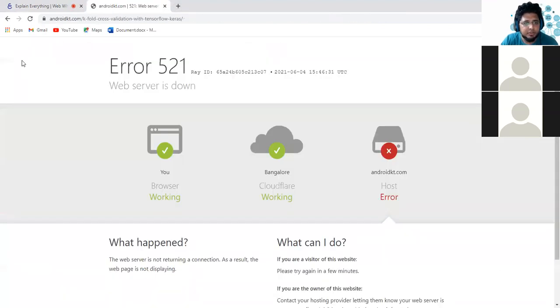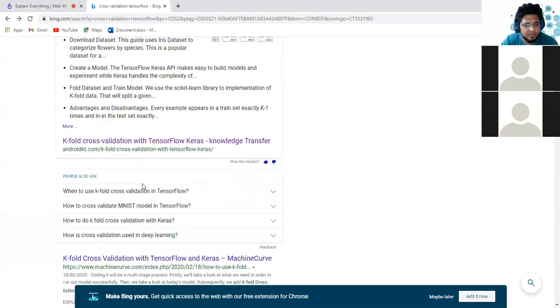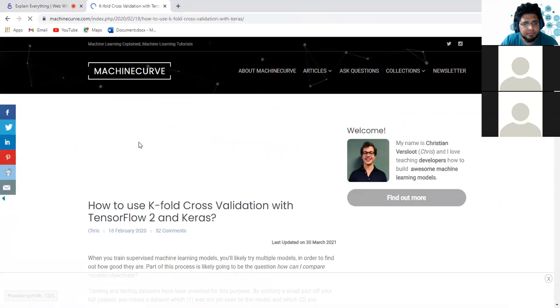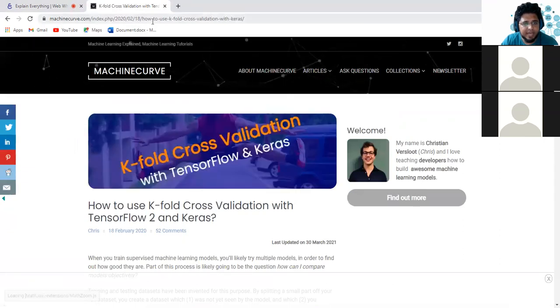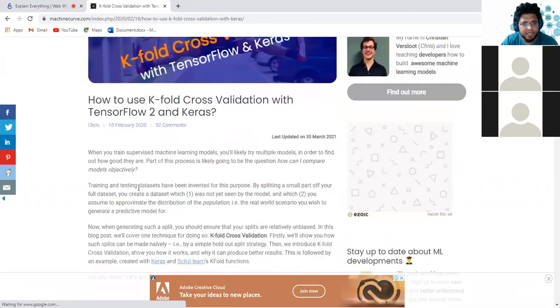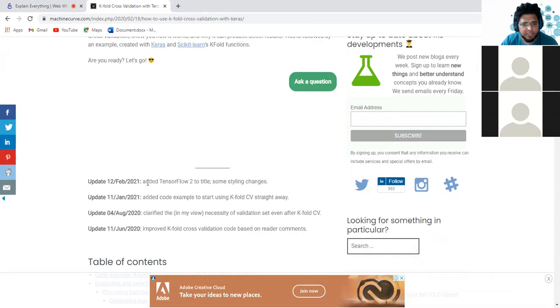Okay. Can you guys see the screen? Yes, Vishwa, you can see. Means, can you see the new tab that I have opened? Yes, machine curve, right? Yeah, machine curve.